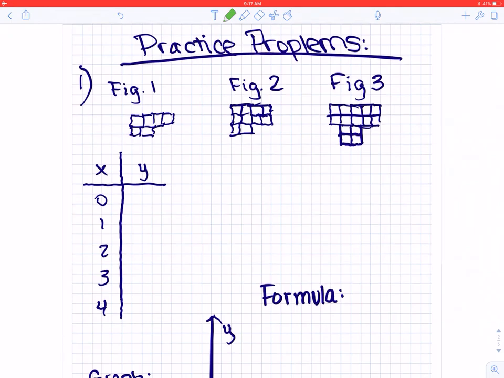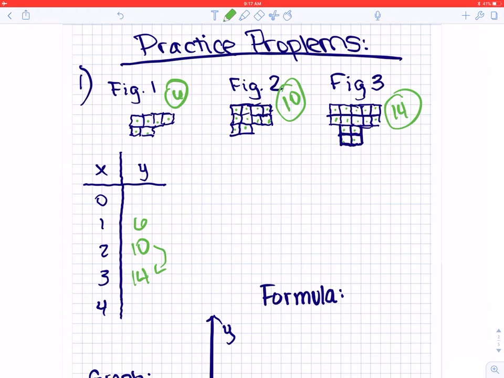Okay, here we've been given figures 1, 2, and 3. So my first step is to figure out how many tiles are in each figure. Here I have 1, 2, 3, 4, 5, 6. Here I have 1, 2, 3, 4, 5, 6, 7, 8, 9, 10. And then I have 2, 4, 6, 8, 10, 12, 14. Let's fill out our table. Figure 1 has 6. Figure 2 has 10. Figure 3 has 14.